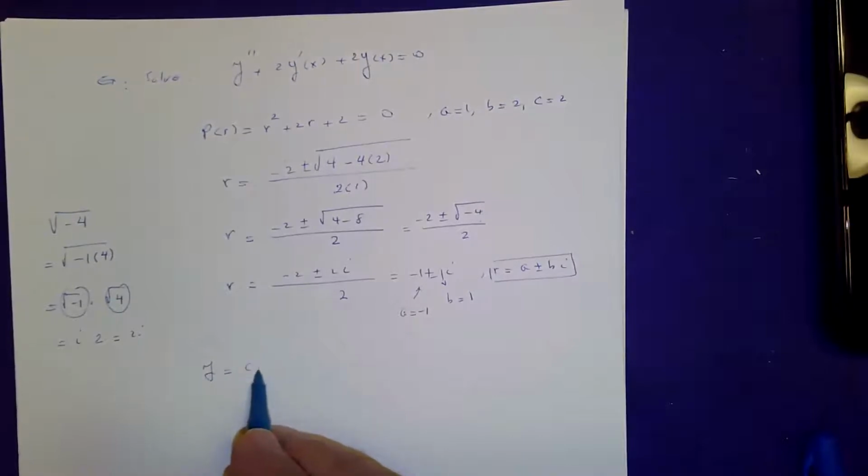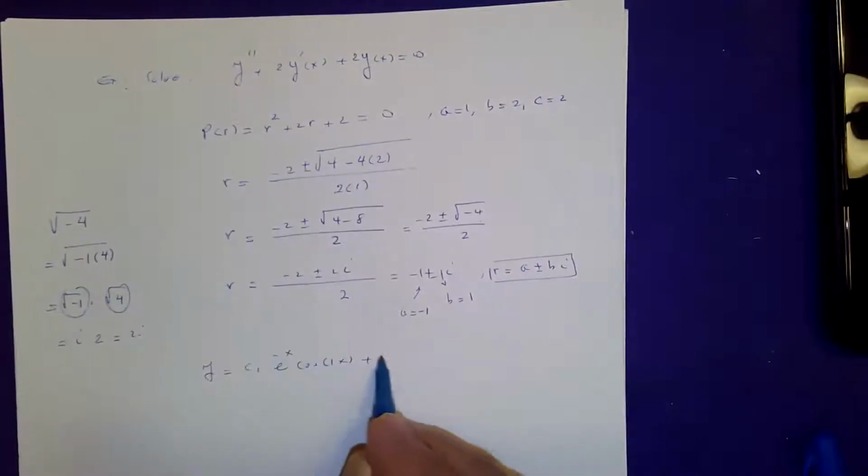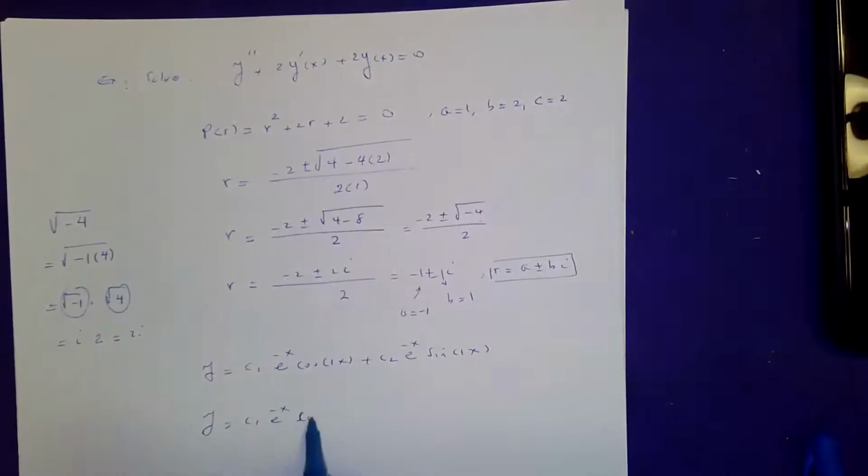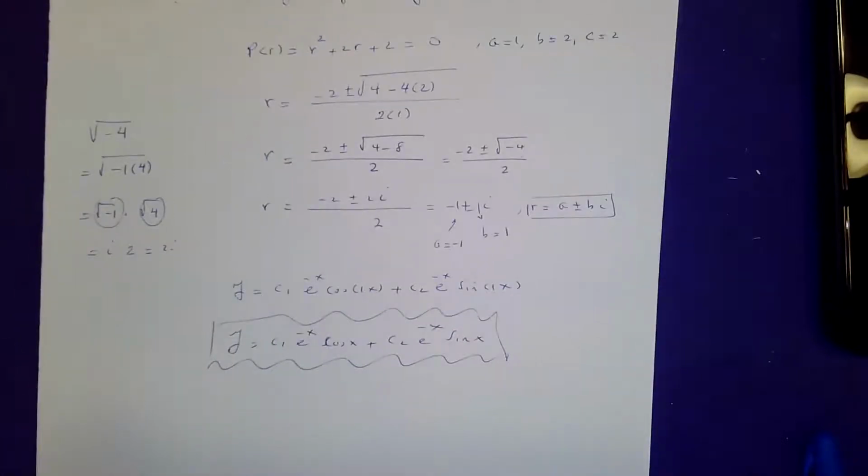What is it? C1 e to the power of negative x cosine of 1x, plus C2 e to the negative x sine of 1x. There is no need to say 1x, just say cosine of x and sine of x. Box the answer. You are done with that problem. Do you see it? Question on this, guys?